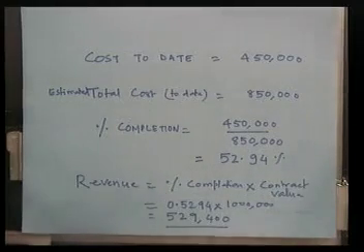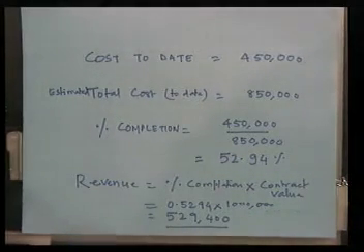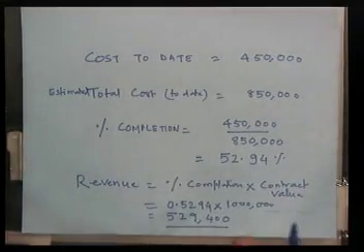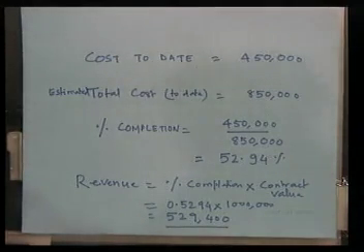Now, using this percentage completion value, if you multiply this with the total contract value, you will know how much revenue has been realized as far as this particular project is concerned. So, it is simple mathematics. You find that the revenue for this project using the percentage completion contract method is 529,400 rupees.